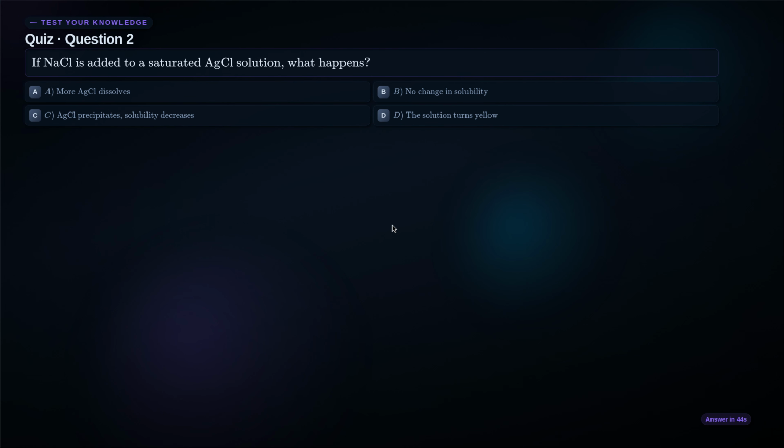Quiz question 2. If NaCl is added to a saturated AgCl solution, what happens? Option A, more AgCl dissolves. Option B, no change in solubility. Option C, AgCl precipitates. Solubility decreases. Option D, the solution turns yellow.